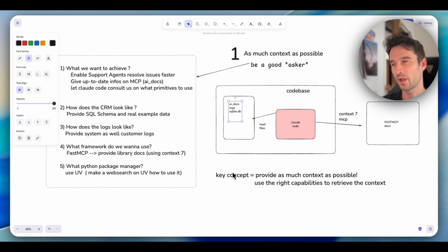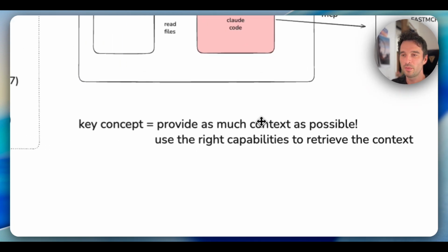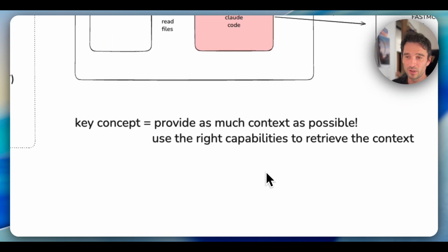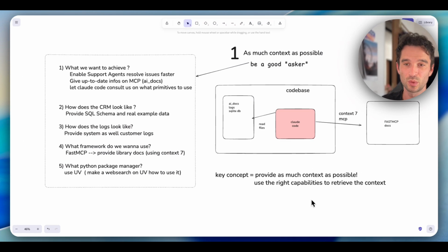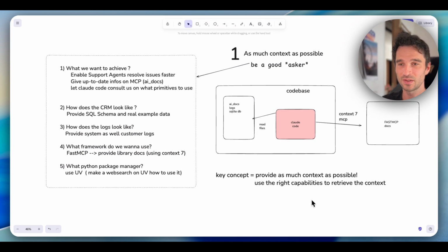And therefore we provide the library docs using Context7. And what Python package manager do we want to use? Use UV, therefore make a web search on how to use UV, and many more. So if you come up with more questions, the better. And remember, provide as much context as possible and use the right capabilities to retrieve the context. And this is the step where it differentiates between the pros and the amateurs. If you're really good in this phase, the next two phases will be so much easier.